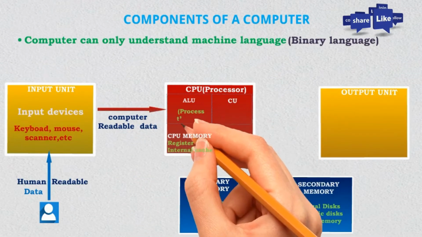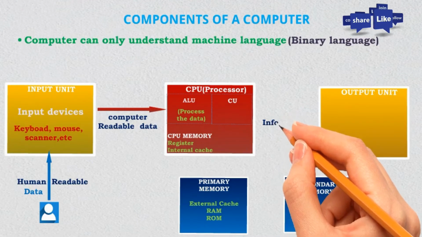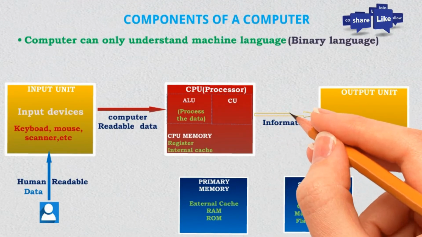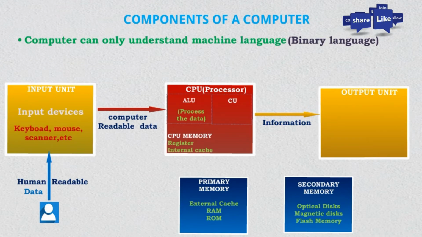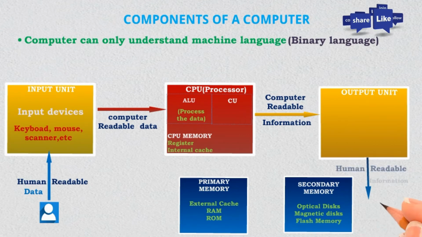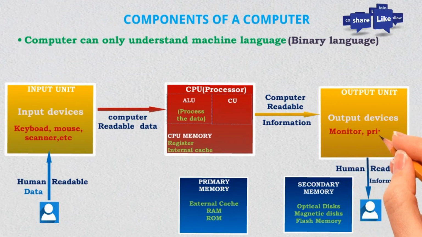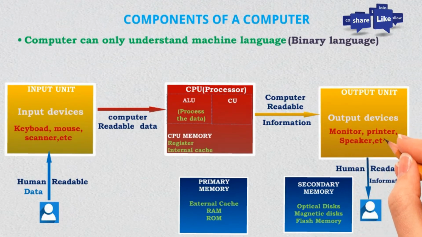CPU will process the data and converts it into the information. Then the information is given to the output unit. This information is in the form of computer-readable language. Output unit accepts the information from the CPU and converts it into human-readable language and gives it to the user through the output devices. Examples of output devices are monitor, printer, speaker, etc.